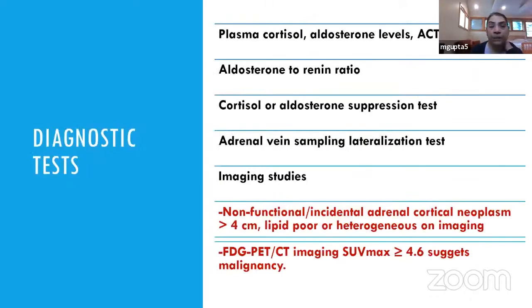So the important diagnostic tests done for these patients are plasma cortisol, aldosterone levels, ACTH levels, and aldosterone to renin ratio, suppression tests of different hormones, and adrenal vein sampling. This is an important test, and I will elaborate why it is important for a pathologist to also understand what the adrenal vein sampling lateralization means. This test actually tells a clinician whether the lesion is unilateral or bilateral, and which side.